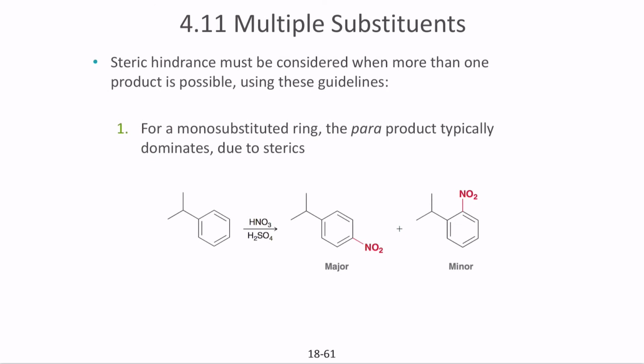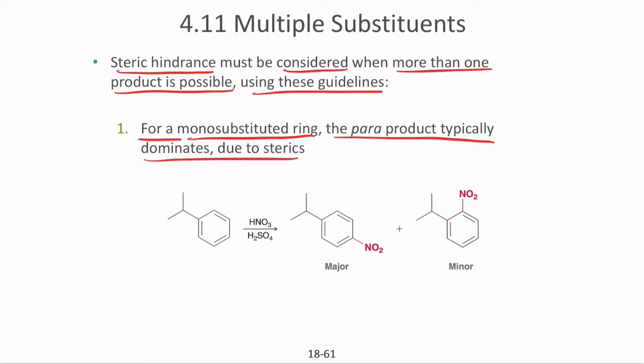So let's try another example. Another effect that must also be considered is steric hindrance, when more than one product is possible. Using these guidelines, if you have a mono-substituted ring, the para product typically dominates due to sterics. If you have one single substituent, it will usually choose para instead of ortho because of steric hindrance. It does not want to be so close that it's constrained, so it always chooses the para position. That's why the para position is going to be the major product and the ortho position is going to be the minor product.